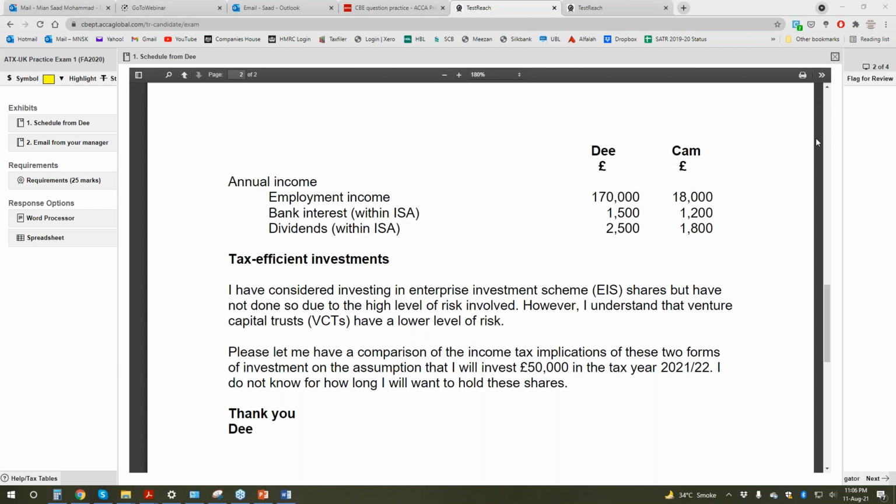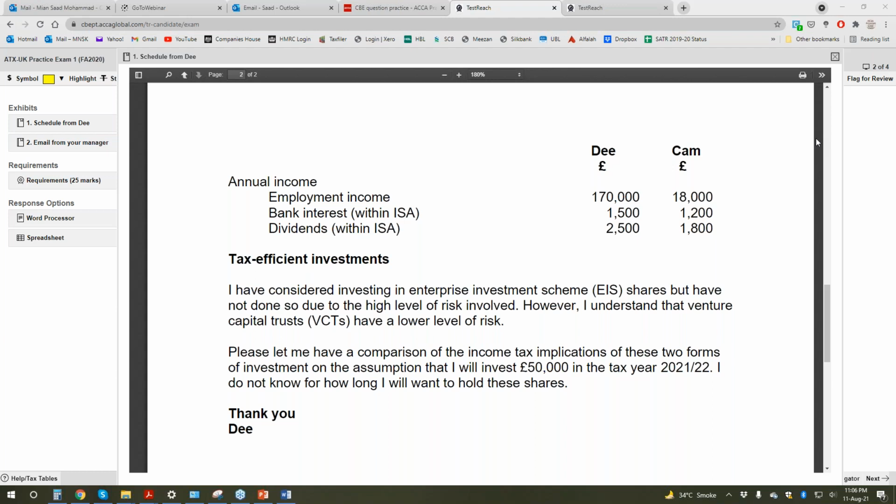I guess this is the second part. I have considered investing in EIS shares but have not done so due to the high level of risk involved. I have already told you guys what is the high level of risk, because these are new companies. However, I understand that VCTs have a lower level of risk. Please let me have a comparison of the income tax implications of these two forms of investment on the assumption that I will invest 50,000 in the tax year 2021. I do not know for how long I want to hold these shares.